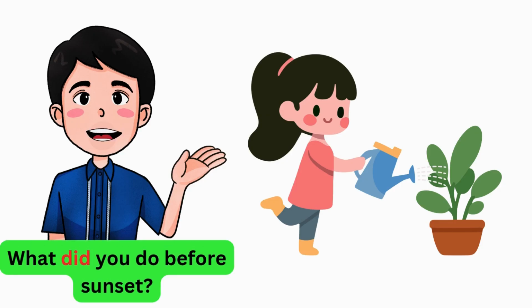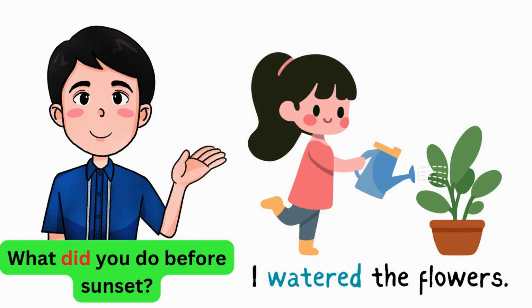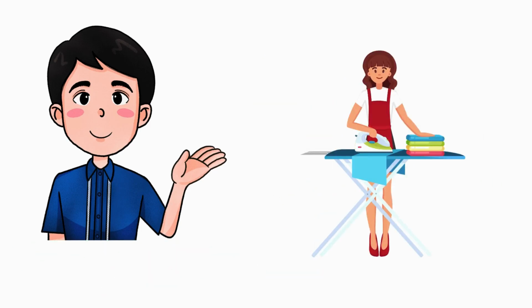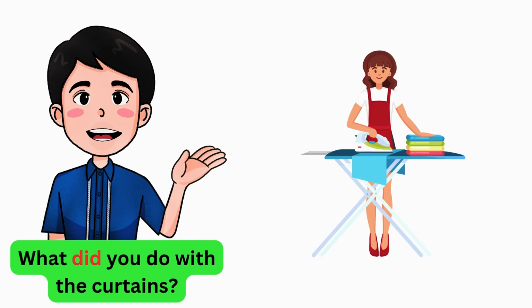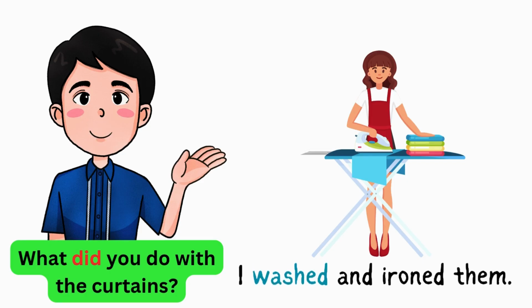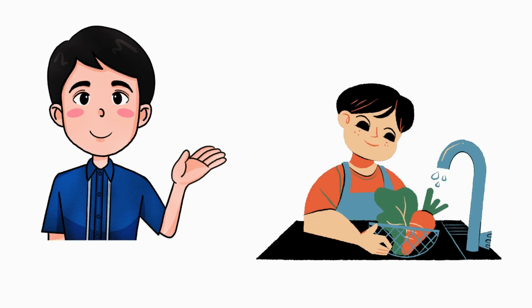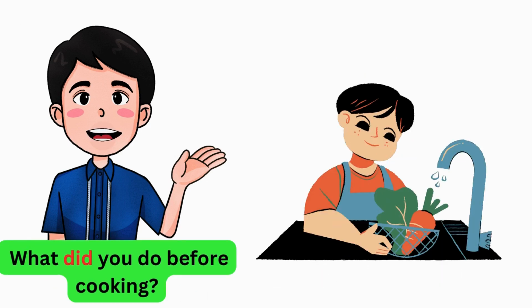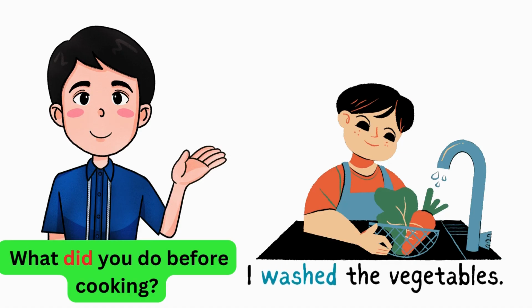What did you do before sunset? I watered the flowers. What did you do with the curtains? I washed and ironed them. What did you do before cooking? I washed the vegetables.